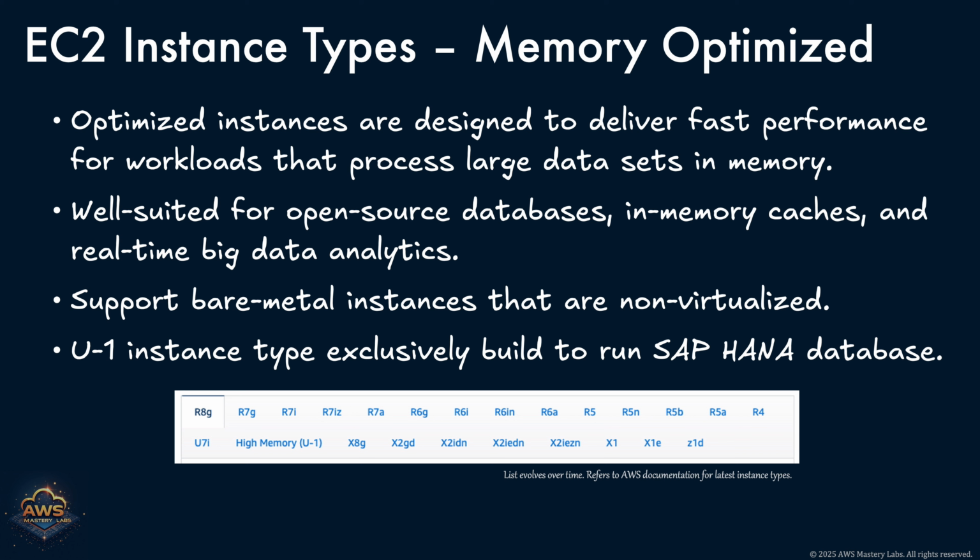For enterprise-scale, mission-critical applications, AWS offers a specialized subclass, the EC2 high-memory U1 instances. These are purpose-built for running extremely large in-memory databases, such as SAP HANA, in a cloud-native environment. U1 instances support terabytes of RAM, enabling customers to migrate or deploy production-grade HANA workloads without sacrificing performance or control.